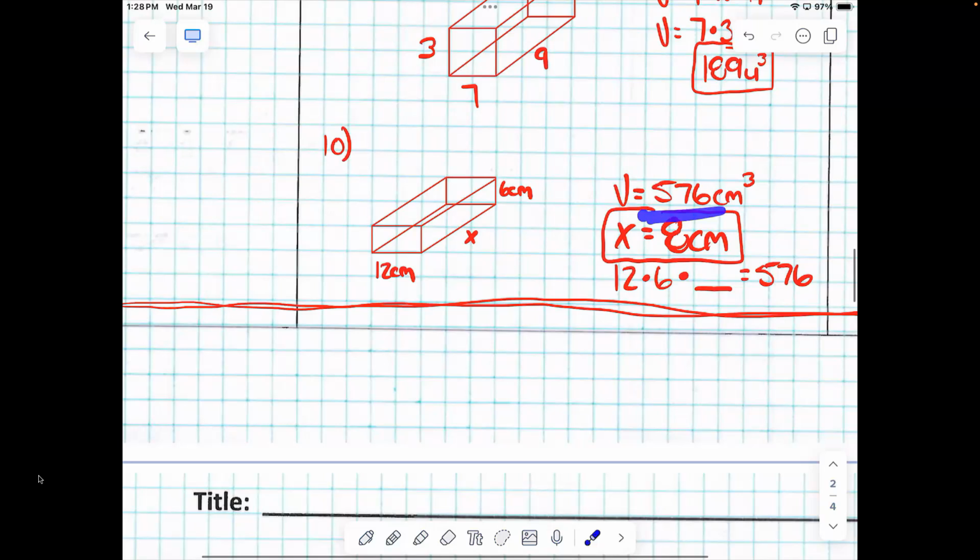This situation gave us the volume. So I said, hey, here's the volume. Here is the base. Here is the height. I don't know what that is. What strategy did we use to find it? Guess and check. Everybody understands guess and check? Yes. We good?